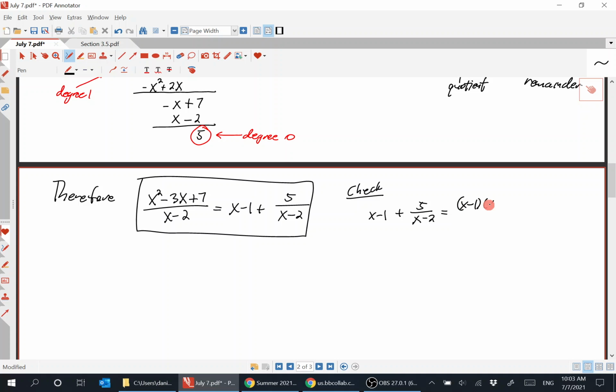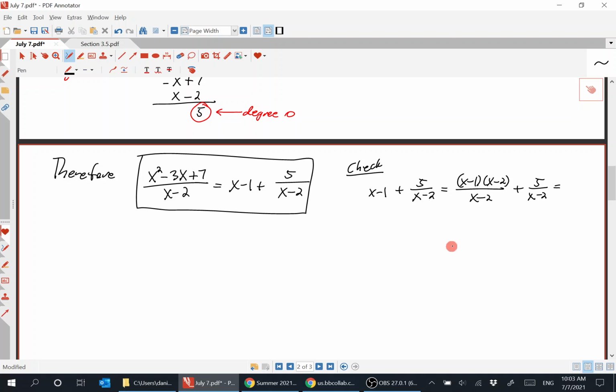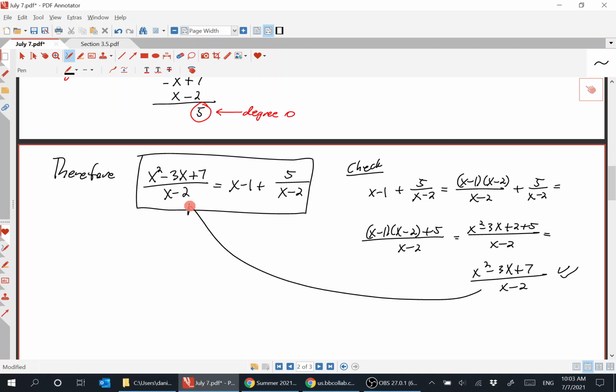So this is x minus 1 times x minus 2 over x minus 2 plus 5 over x minus 2, right, is equal to x minus 1 times x minus 2 plus 5 over x minus 2. So this is x squared minus 3x plus 2 plus 5 over x minus 2. So this gives me x squared minus 3x plus 7 over x minus 2. So that checks out, right? That's the original fraction we started with, the original rational function.